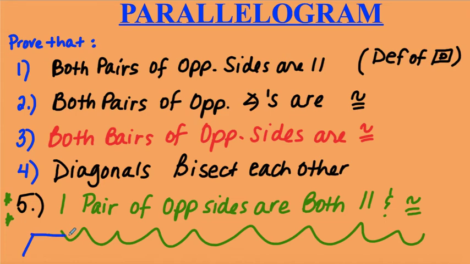That would look like this. Here it is. They're both parallel and congruent. That same pair. Now it doesn't have to be the top and bottom. It could be the sides. Parallel and congruent. All right, so now let's see if we can put this all to use.